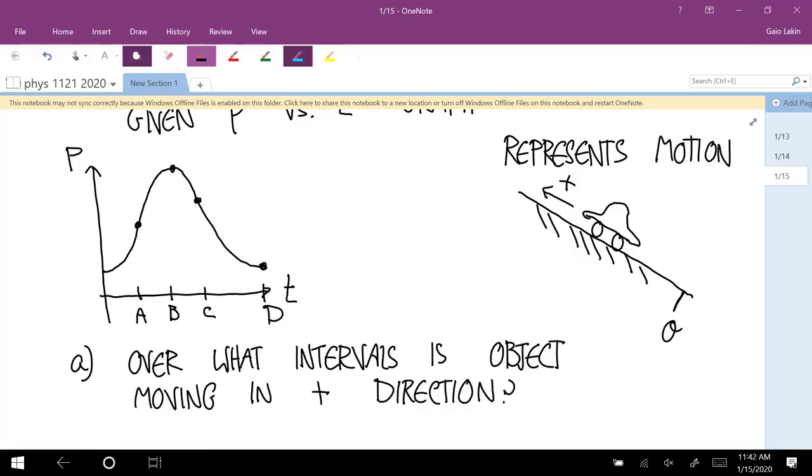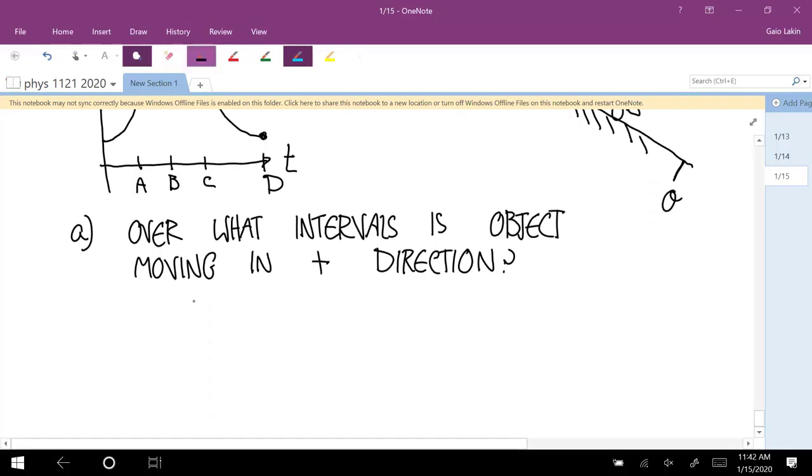Well, it's not perfect, but I'm sort of thinking of this as the only place that it's horizontal is at time equals 0 on this side. So the slope is positive all the way from 0 to B. Okay, so it's moving in the positive direction from 0 to B.